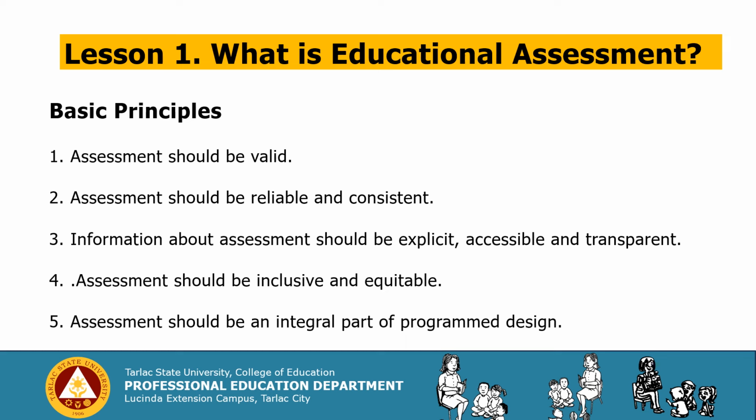There is a need for assessment to be reliable, and this requires clear and consistent processes for the setting, marking, grading, and moderation of assignments. Number 3, information about assessment should be explicit, accessible, and transparent. Clear, accurate, consistent, and timely information on assessment tasks and procedures should be made available to students, staff, and other external assessors or examiners.